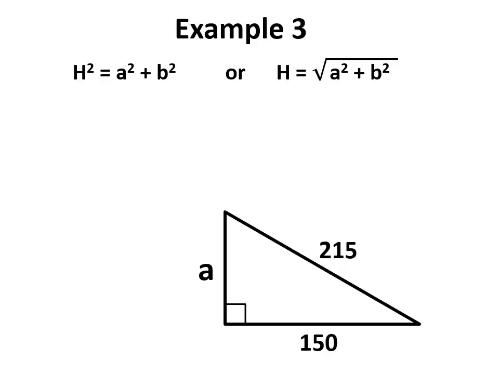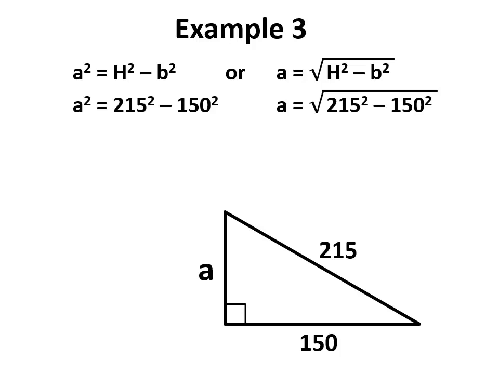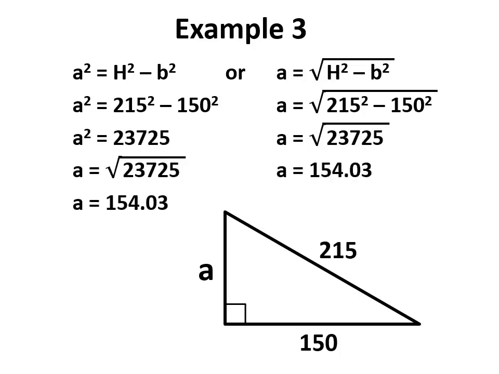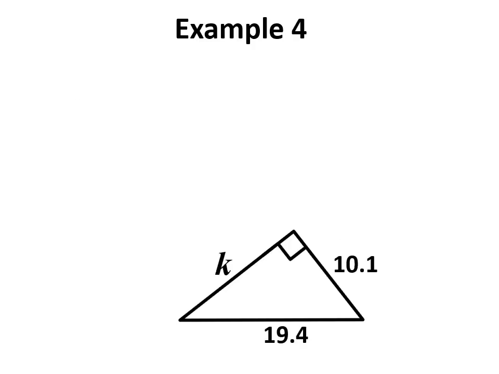We have a triangle. First step up is to establish that the side we want is not the long side, it's the short side. So we have to rewrite our formula. Instead of h squared equals a squared plus b squared, we rewrite it to be a squared equals h squared minus b squared. Then we put the numbers in, making sure that the big number, the h, is first so that we get a positive. So 215 squared minus 150 squared, bit of a number, which we square root, and we find that the short side is 154.03.